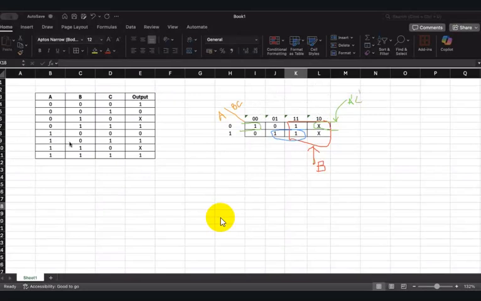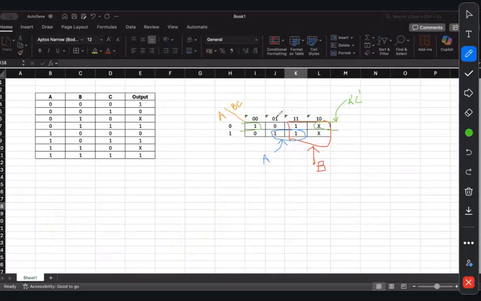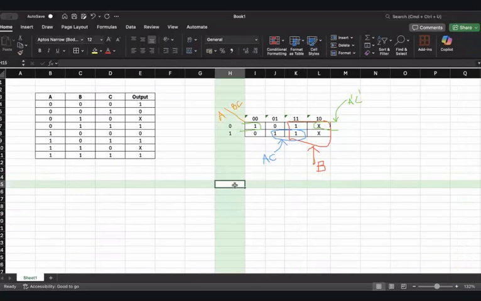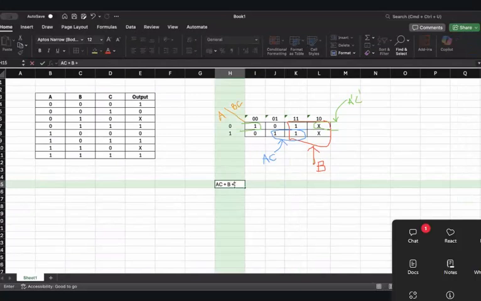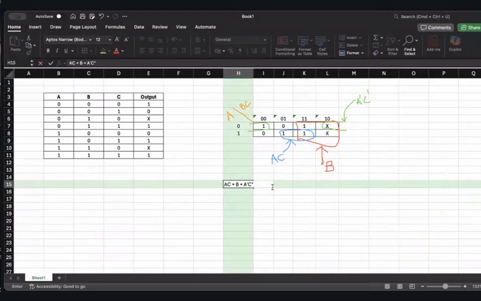Then again, going back to the next group, the blue one. If you have a look at this blue group, the A value is not changing and it is 1. So you put A. And here in these two, B is changing, C is not changing, but the value is also 1. So it is going to be AC. So together, if you put these equations together, you can write it as a sum of products, like AC plus B plus A bar C bar. Is that okay?